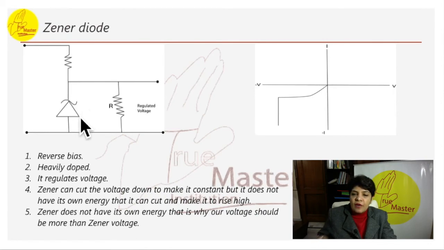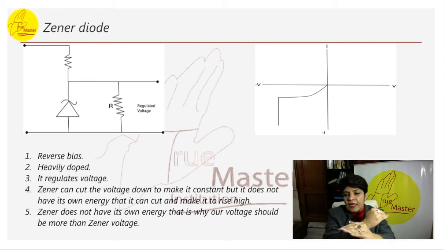So 9.5, 10, 9.5 was coming. Zener can cut this voltage down to make it steady. But it does not have its own energy to make the voltage rise higher. For example, only 9.5 will pass through. It cannot make it 10. The rest will all be leakage. So if it is 9.5, it will pass through. If it is 10, it will be leakage.